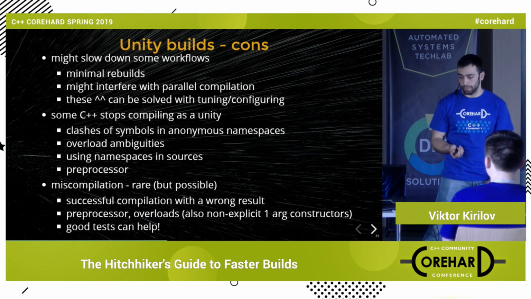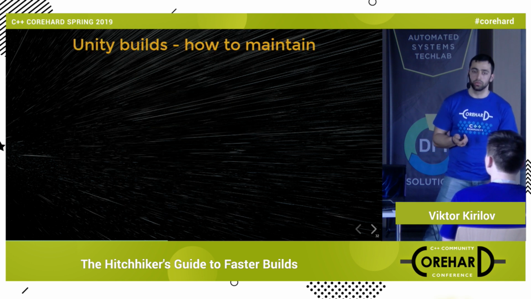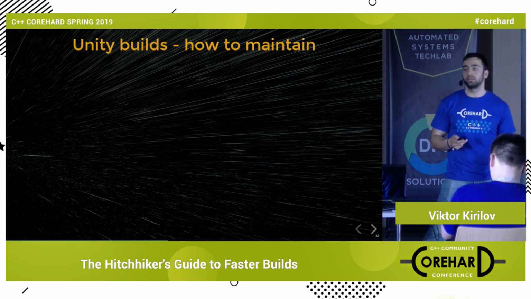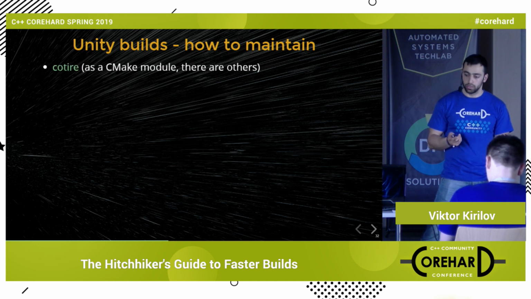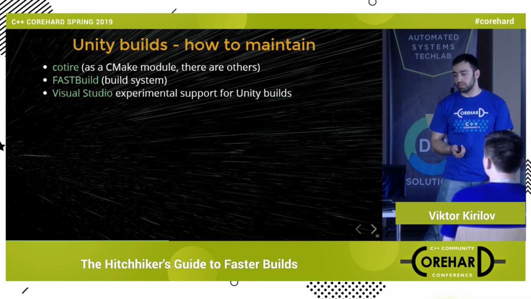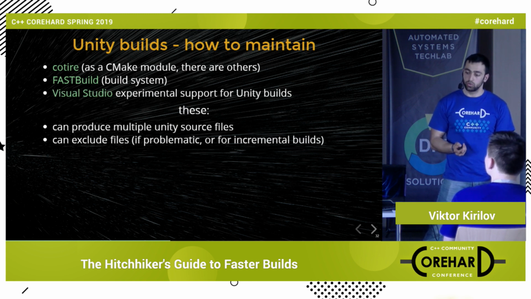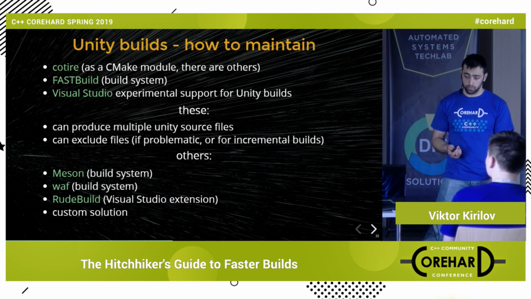normal link time optimizations. So how do we maintain Unity builds? Because we don't want to have to include our source files in the build system and in a Unity source file and manage all that. For CMake, there's the compile time reducer module. FASTBuild supports them. Visual Studio has experimental support. And in all of these, you can tweak how many source files end up in a Unity source file. And also you can exclude certain source files if they're too problematic or if you want to iterate over them. And there are other build systems which support the use of Unity builds.